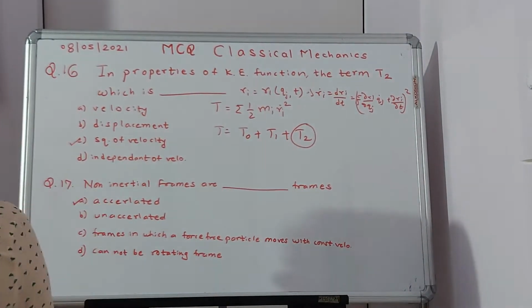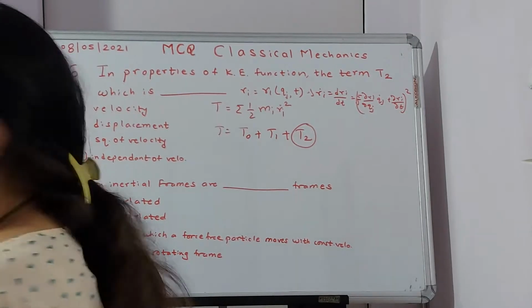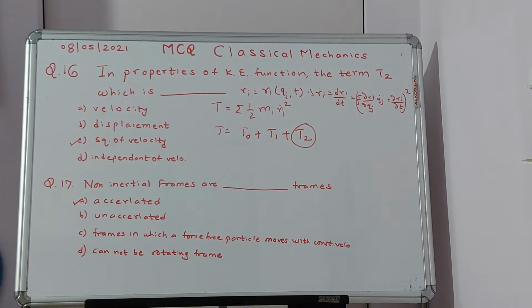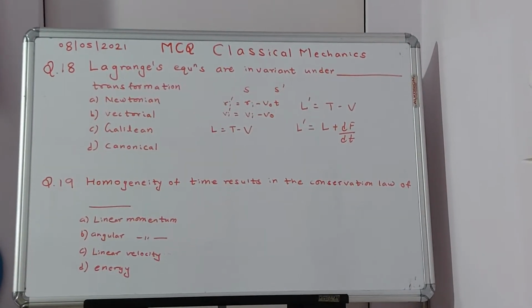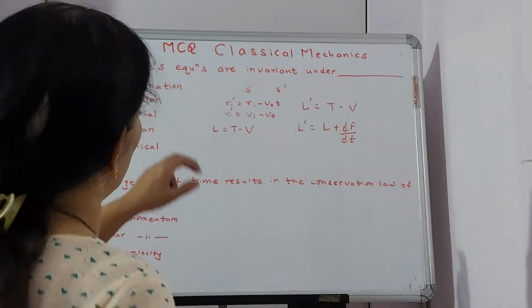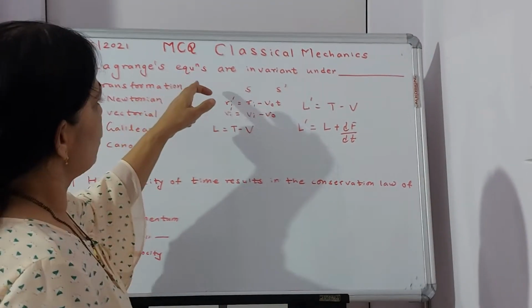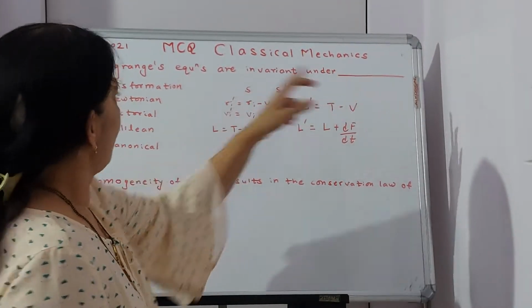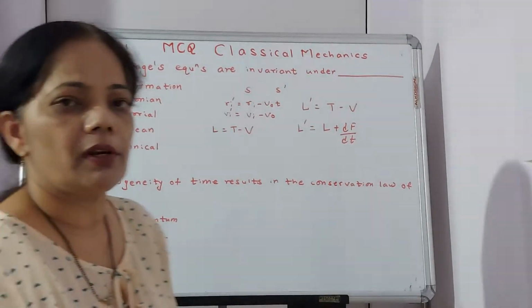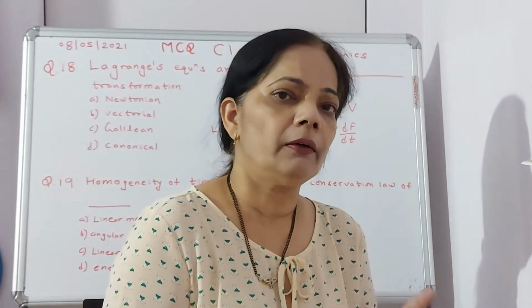Next question. We'll move towards question number 18 now. Lagrange's equations are invariant under dash transformation. This we have studied in module 1.